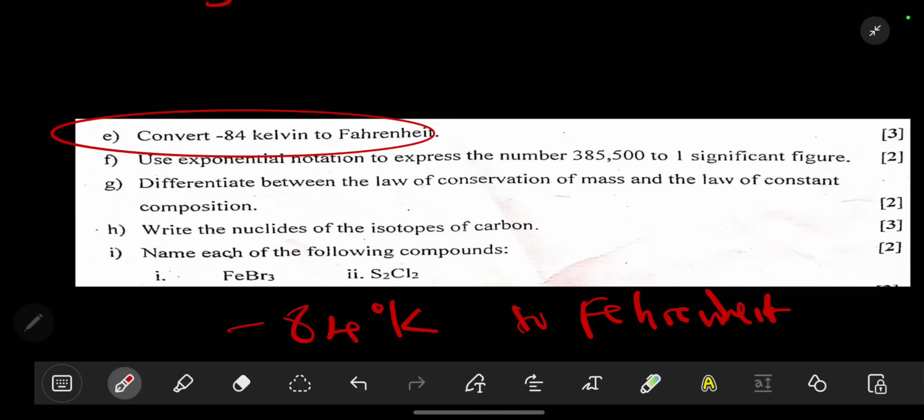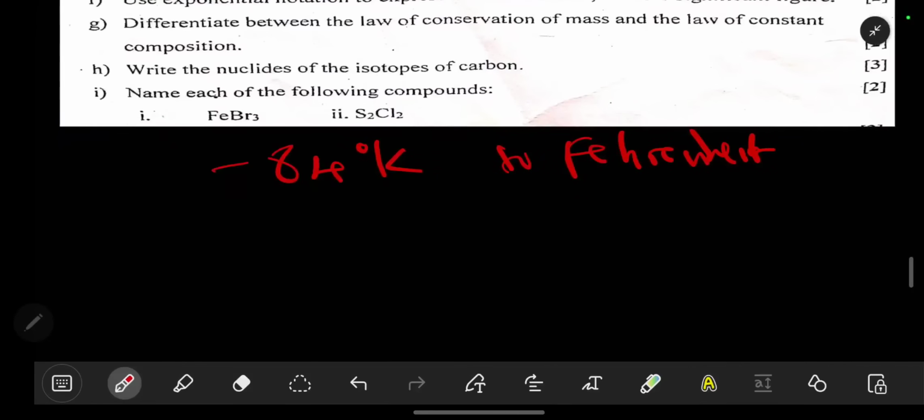So what we are going to have is something like this. If this is what we have, first we cannot convert directly to Fahrenheit, we have to convert to temperature in degrees Celsius. So the temperature in degrees Celsius is equal to the temperature in kelvins, then we have minus 273, like that.